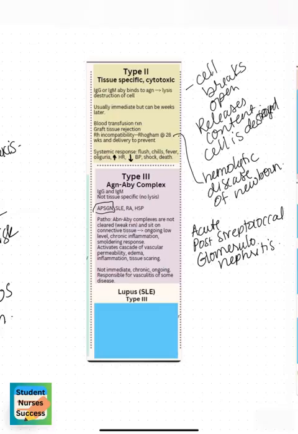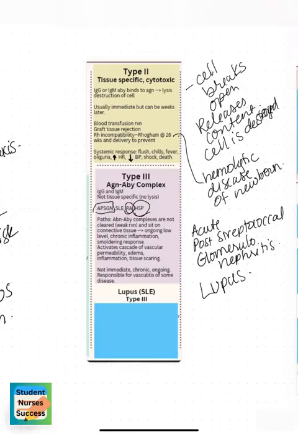Another example of a type 3 response is lupus or SLE. And we see this chronic inflammation damaging lots of tissues in the body for patients with lupus. And we'll talk about lupus here in a second. Rheumatoid arthritis or RA, and something called HSP, which is another reaction where you will actually see bleeding, bruising, and some kidney involvement. It's not terribly common.